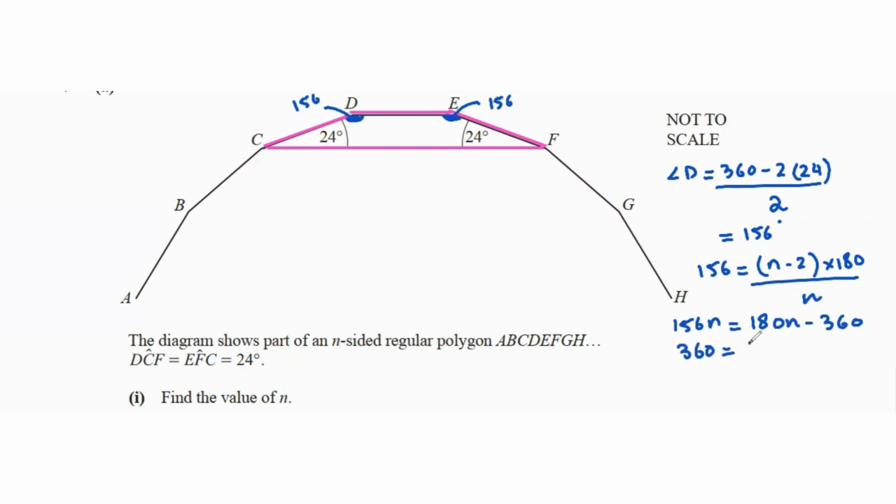360 equals 180n minus 156n, which gives us 24n. So 360 divided by 24, to find the value of n, is basically going to be 15. So this regular polygon has 15 sides.